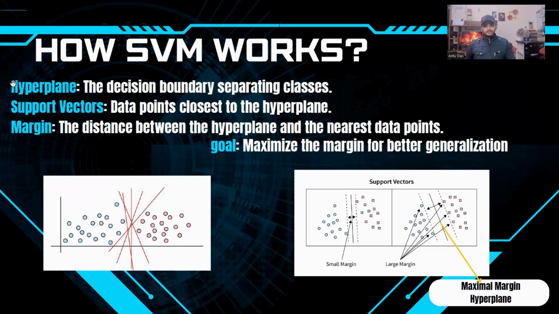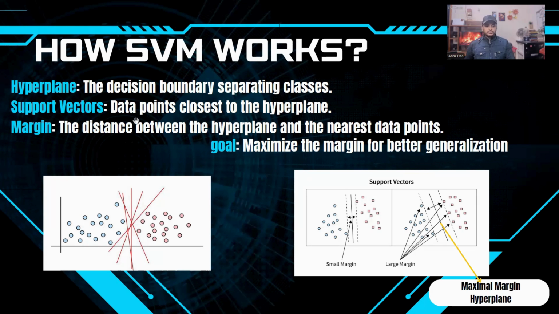How SVM works? First of all, we have to find a best hyperplane. The decision boundary for separating the classes is called hyperplane. Here are two types of classes, circle and square shape. We just use a hyperplane and separate the different classes.